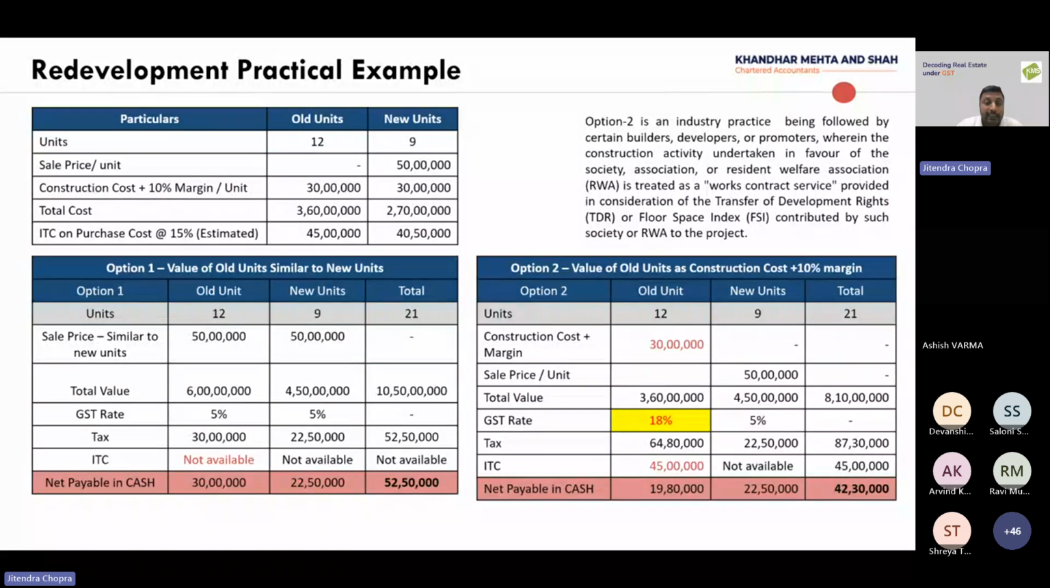Accordingly, GST liability on old units comes to around 30 lakh, as this will be treated as residential construction services taxable at concessional rate. Therefore, ITC will not be available, and the entire GST of 30 lakh becomes cash outflow for the developer on old units.